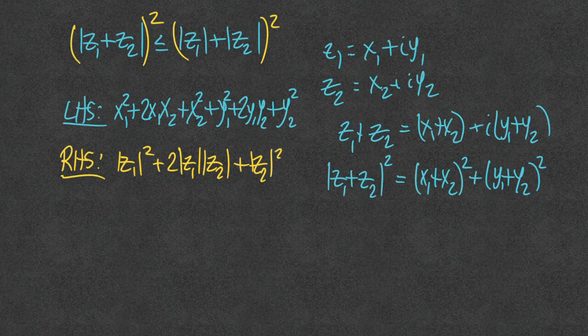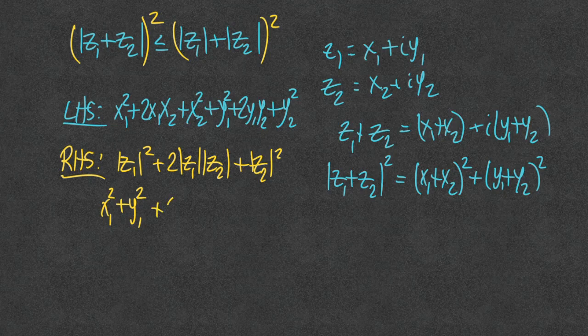All right, and by definition, we can take what the modulus of Z1 and Z2 are. That's just going to be the real part squared plus the imaginary part squared. We don't need the square root because we're squaring the moduli. So this is simply going to be x1 squared plus y1 squared.